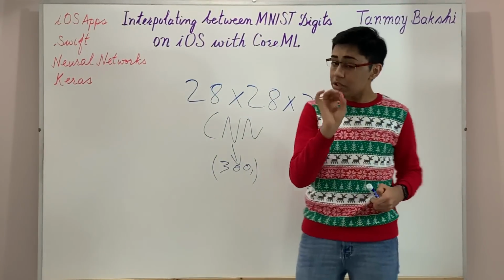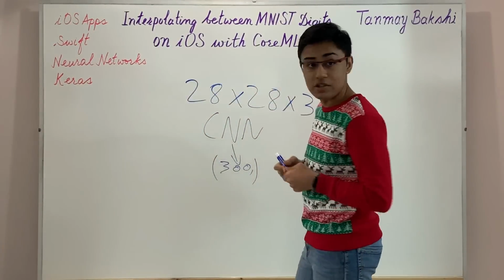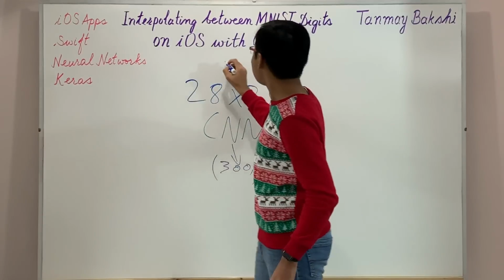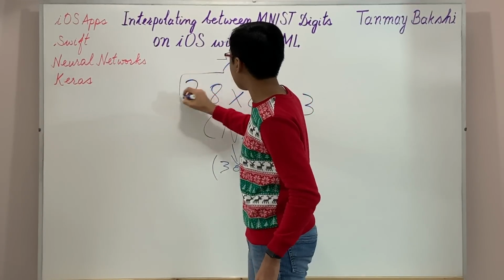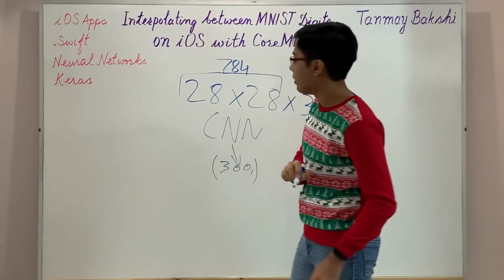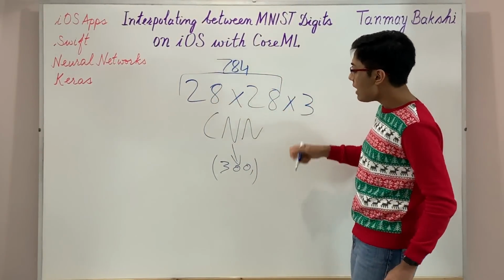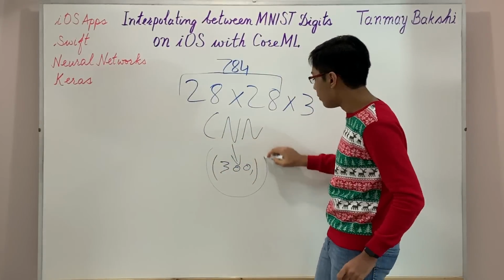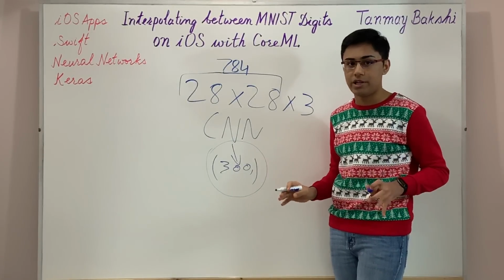Now, one thing you should note, though, is that 28 by 28, how much is that? What's 28 by 28? That's 784, okay? So we're dealing with 784 values here. Now, this 784 is being compressed into 300 that contains essentially the same information.